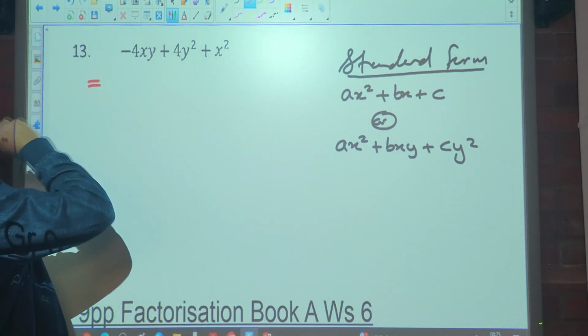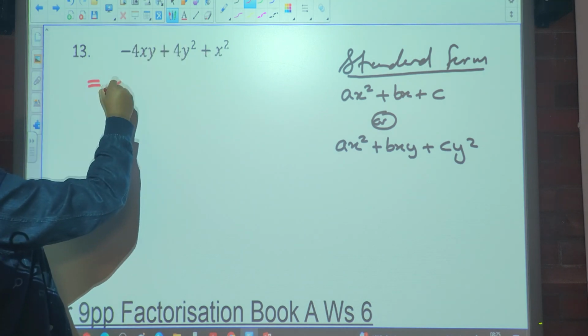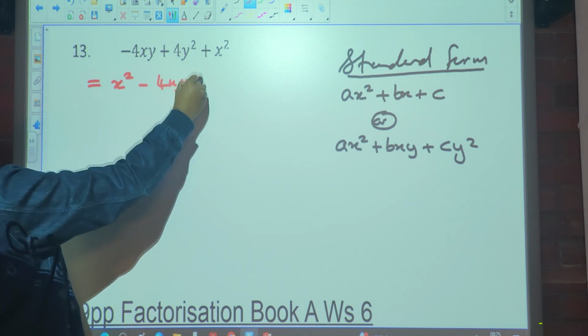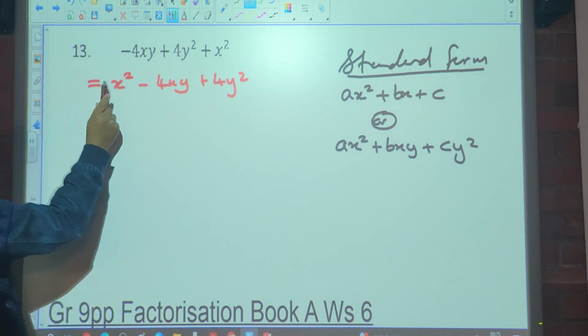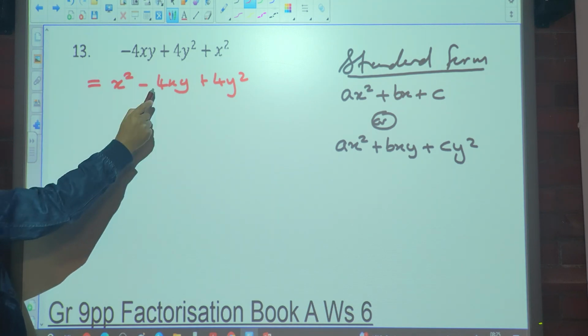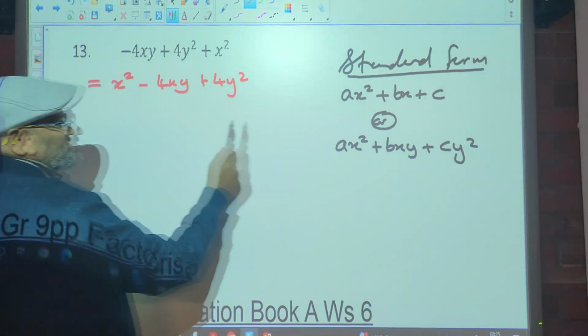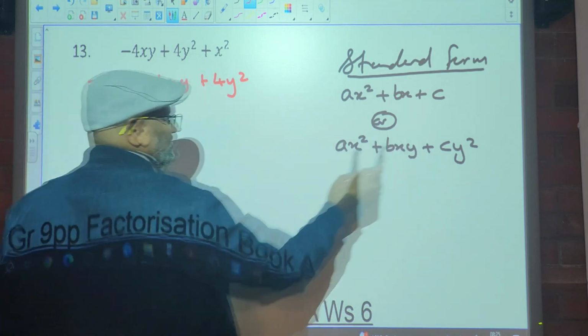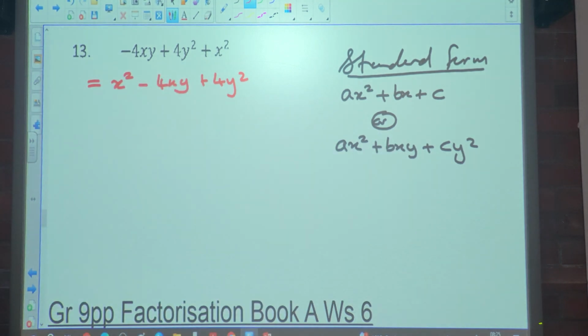So which term do I write first? X squared. Then minus 4xy plus 4y squared. Can you see there? What's your a value here? 1. What's your b value? Negative 4. What's your c value? 4. You guys see that? But we don't have to say what a, b and c is. Now it's in the format that you are familiar with. Can you see that, people?